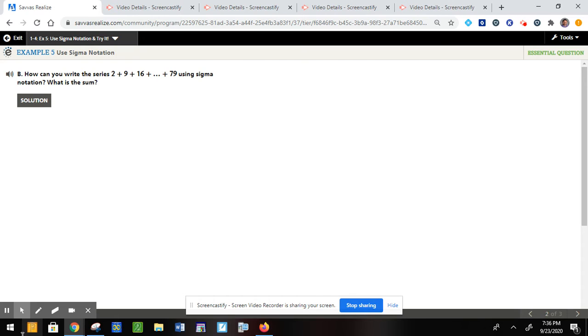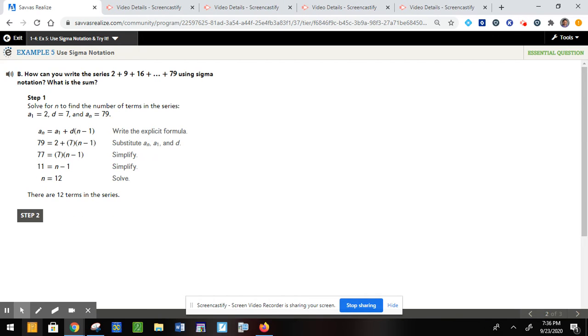All right, so how can you write that series of numbers using sigma notation? The first thing you've got to do is figure out how many terms are in that sequence, because you don't know. I guess you could work it out by hand. You can also work it out algebraically. We're going to use the explicit formula. 79 is the last term. 2 is the first term.